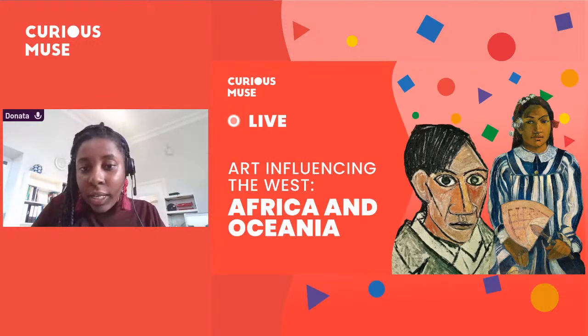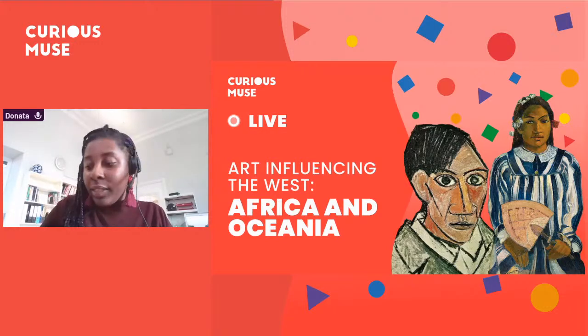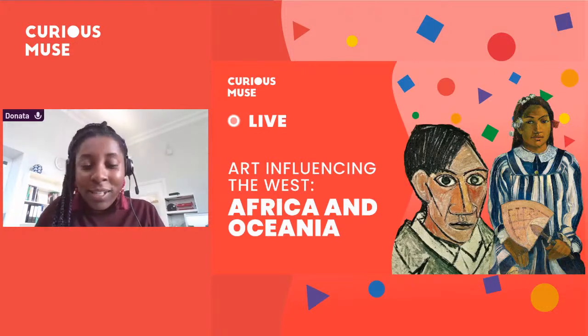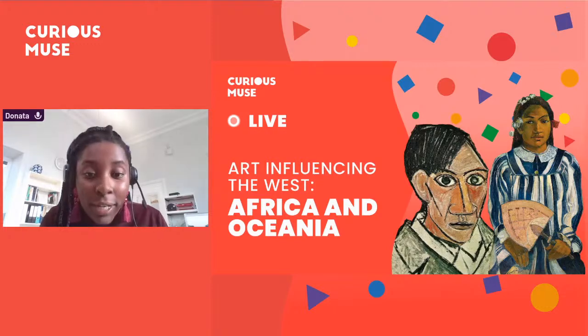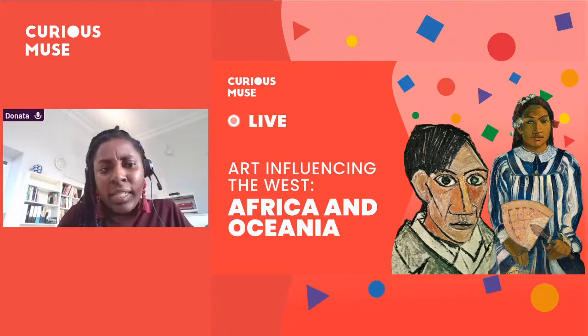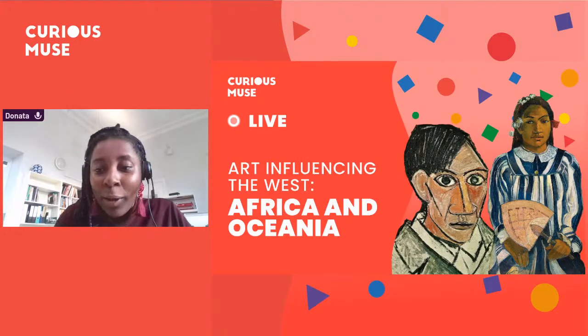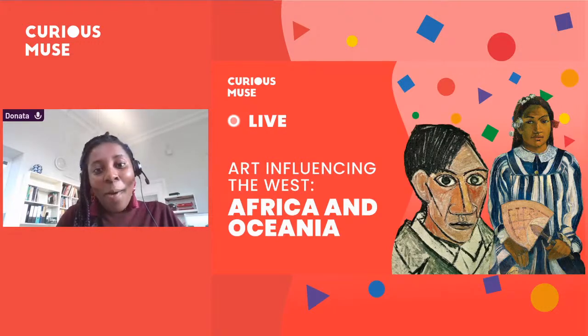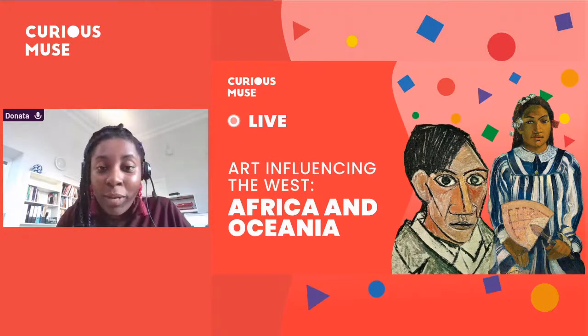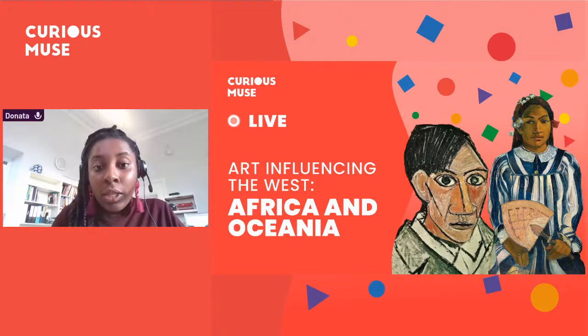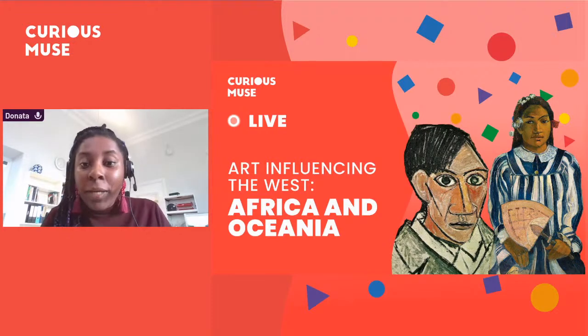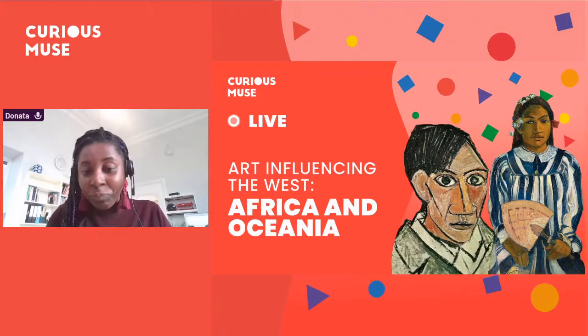I think I'm going to get started. Just to introduce again, my name is Donata Miller, and I'm a curator here in London. I mainly work in museums, and my work is interested in revealing more information about artworks and the connections between communities and artworks. Today, our topic is art influencing the West, focusing on Africa and Oceania.